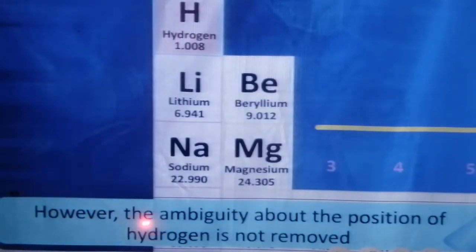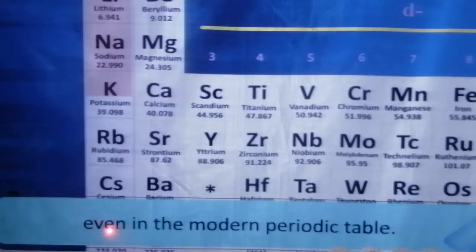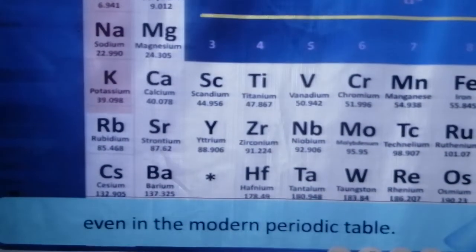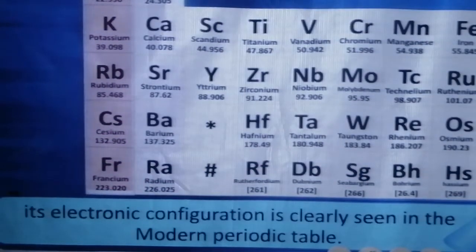However, the ambiguity about the position of hydrogen is not removed. Even in the modern periodic table, the hydrogen position remains uncertain, as it was in Mendeleev's periodic table. Its electronic configuration is clearly seen in the modern periodic table.